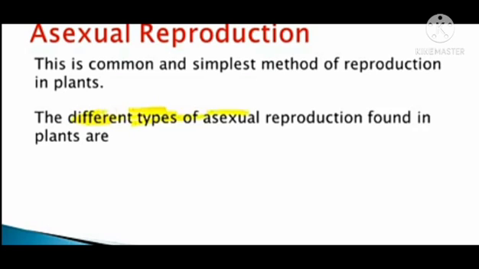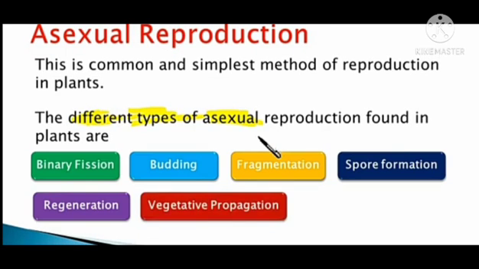Asexual reproduction is a common and simplest method of reproduction in plants, and the different types of asexual reproduction found in plants are: first, binary fission, second, budding, third, fragmentation, fourth, spore formation, fifth, regeneration, and sixth is vegetative propagation. Let's discuss binary fission first.